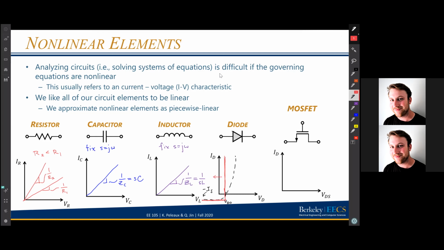So we have 2 regions, the off region, right, and the on region. And so this is where our diode constant voltage drop model comes into play. So the off region, we just model the diode as an open circuit. And then the on region, right, we model the diode as a voltage source with drop VD0.